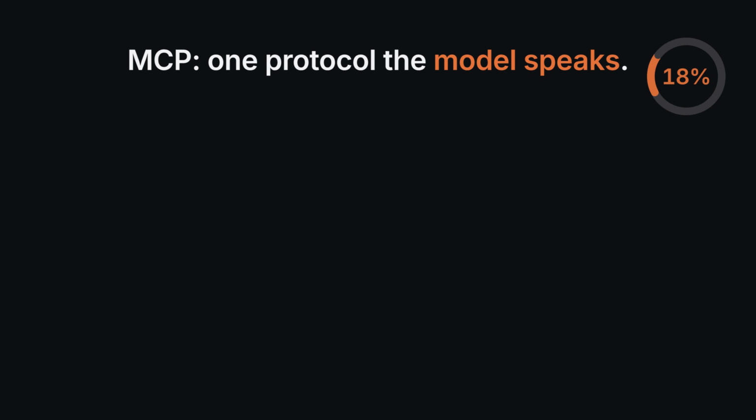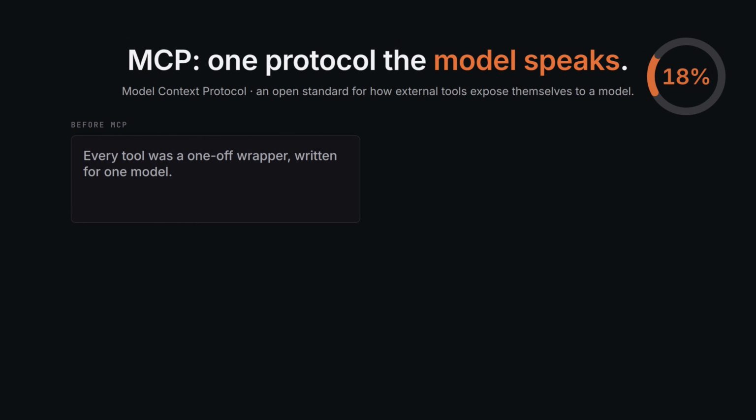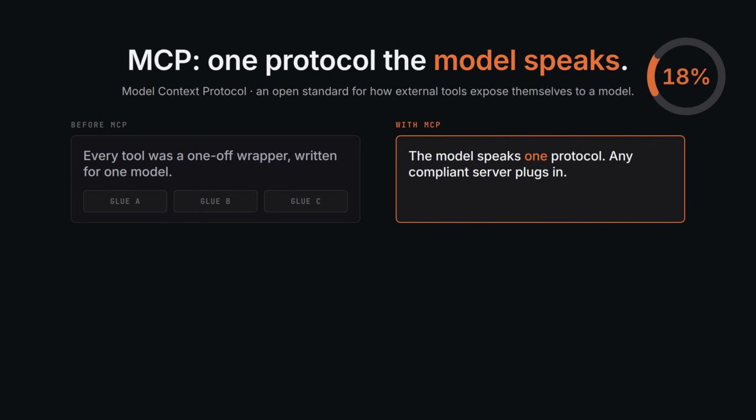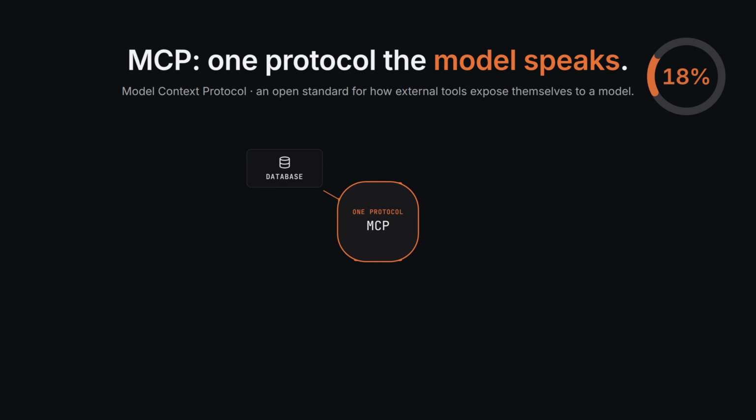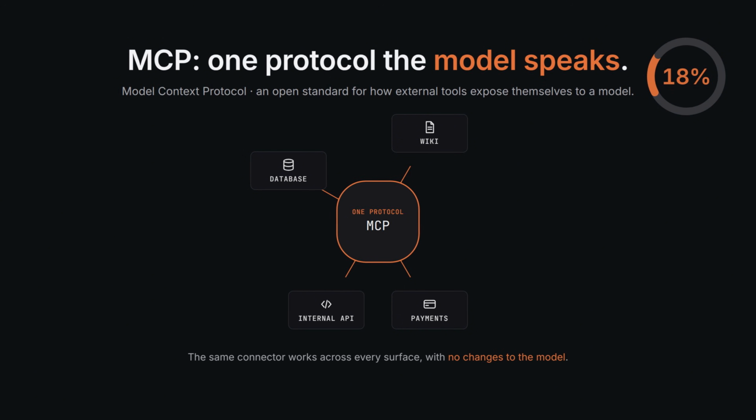Domain 4. Tool design and MCP integration. 18%. MCP stands for Model Context Protocol, an open standard Anthropic published for how external tools and data sources expose themselves to a language model. Before MCP, every tool integration was a one-off wrapper specific to one model. With MCP, the model speaks a single protocol, and any compliant server, a database, a wiki, a payment processor, your internal API, plugs in and the model can call it without changes to the model code.